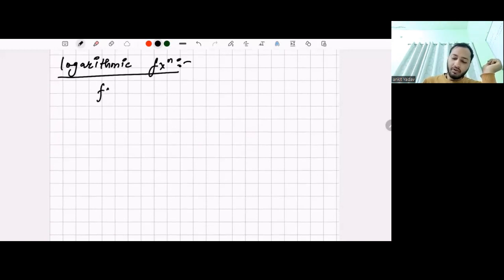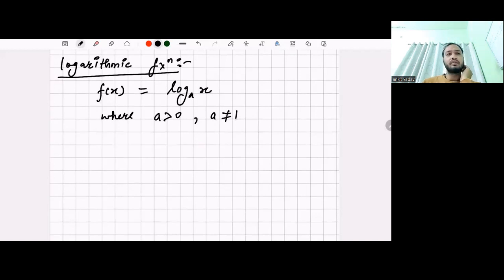So logarithmic function is what? अगर log within base a of x, ठीक है, where a is greater than 0 and a is not equal to 1, a की वैल्यू 0 से ज्यादा होगा and a cannot be equal to 1, so domain of the function क्या होगा? Domain of this is all real positive numbers.